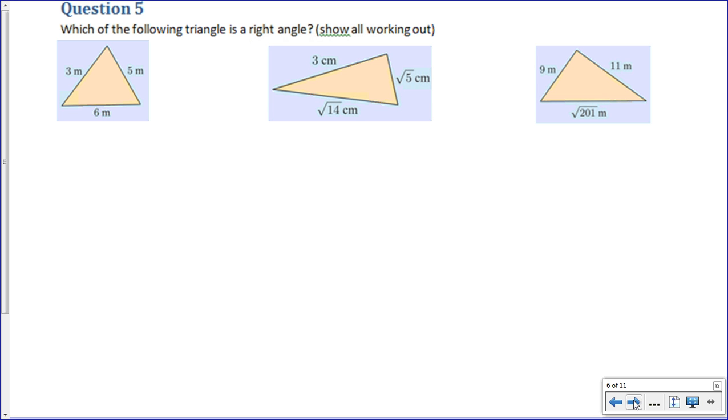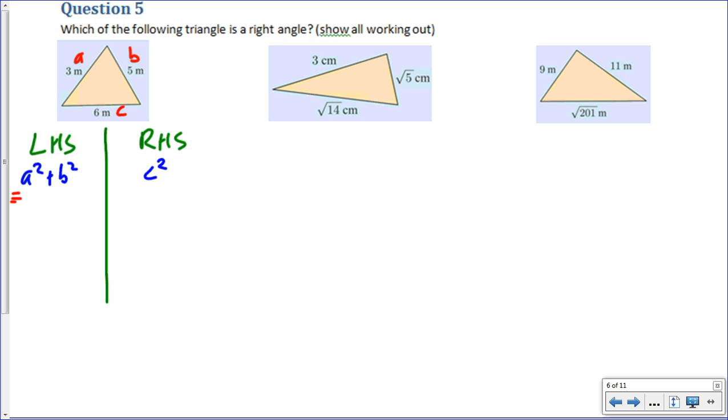Question 5, we're asked to work out which one of these is a right angle triangle. So this one here, we're given all the information. What we need to do is work out the left-hand side of the equation and the right-hand side of the equation. On the left-hand side, we're going to have a squared plus b squared, and on the right-hand side, we're going to have c squared. Before we can do anything, though, we need to understand where a, b, and c are on our diagram. C is always going to be the longest side. I generally start with A being the shortest and B being the middle one, just so that we know there's a pattern to do.